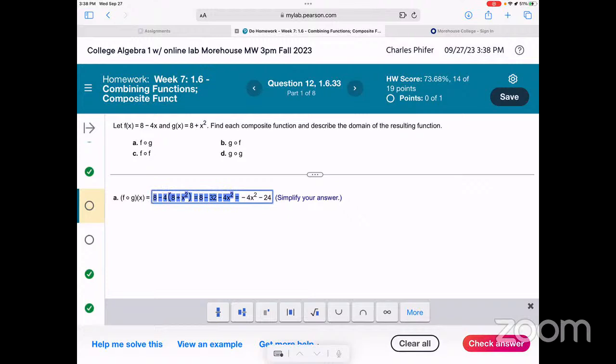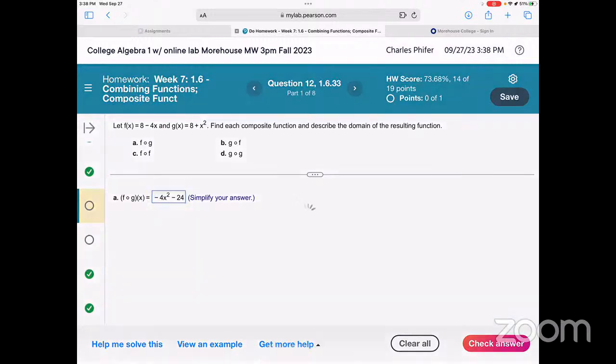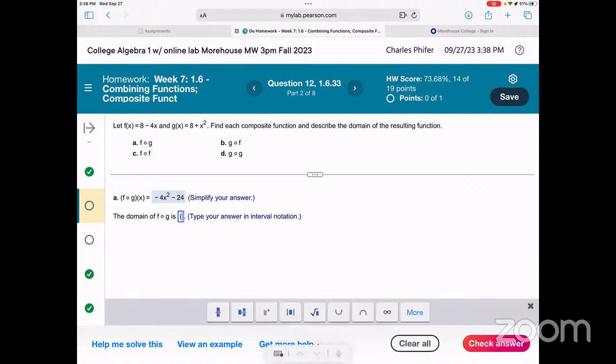Okay. The domain of f composed g. So the domain of g is all reals. The domain of the simplified is all reals. So this one's going to be all reals. Okay.